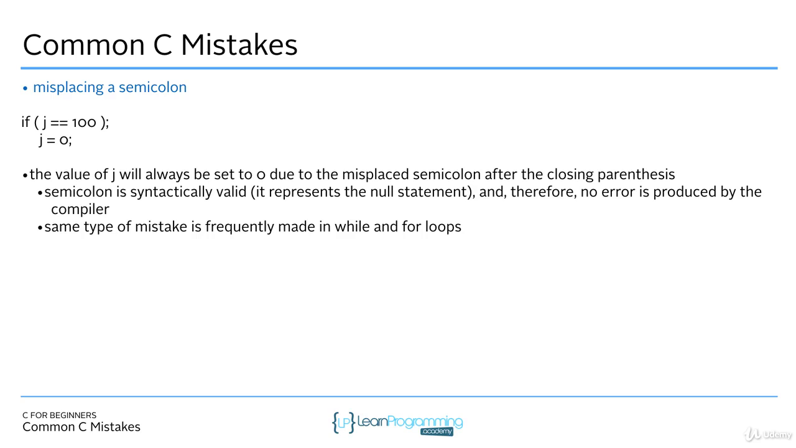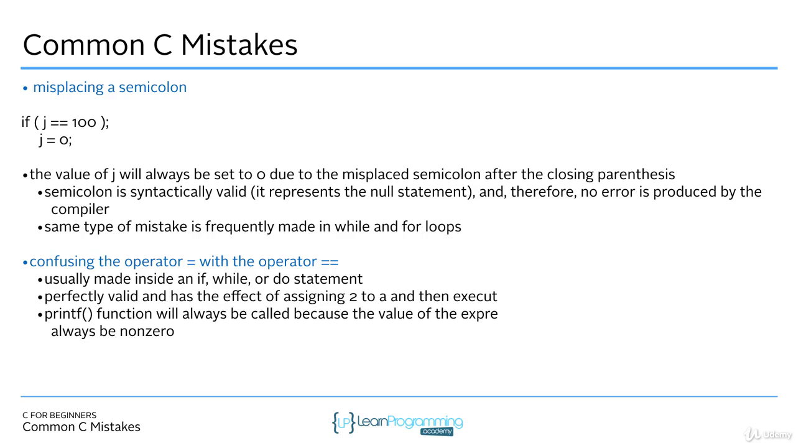And this type of mistake can be common in looping as well. When you have a loop and you put the semicolon at the end of the for loop, and then you may have a bracket, it's very common. Another one is confusing the assignment operator with the equality operator.